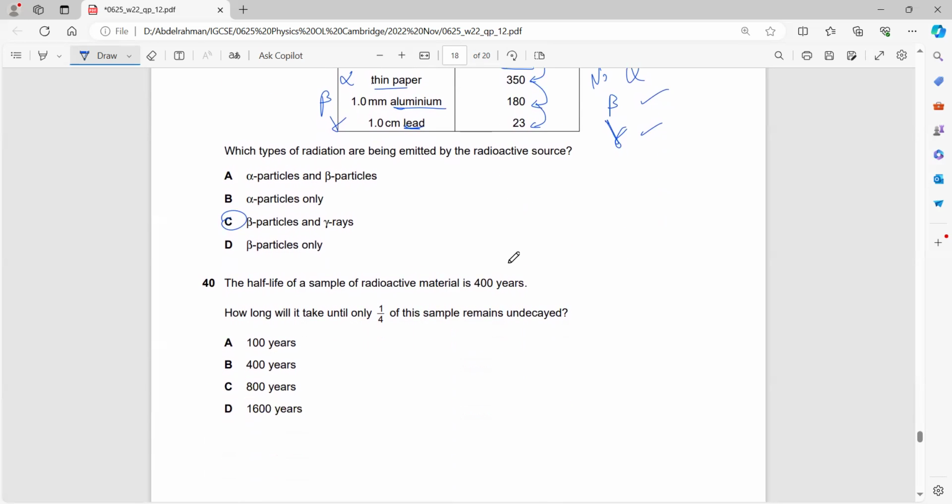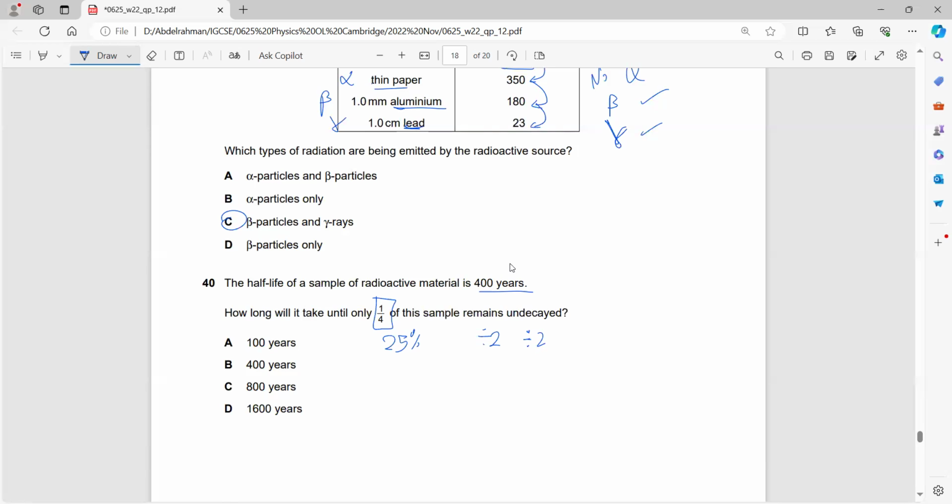Question 40. The half-life of a sample of radioactive material is 400 years. How long will it take until only 1/4 of the sample remains undecayed? 1/4 of the sample means 25% of the sample. It means that you divide by 2 and then you divide by 2 again. You halve it two times. A quarter of the sample.